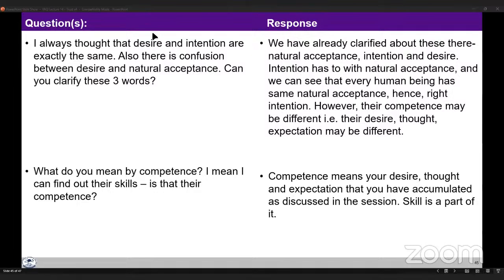Namaste. Desire may or may not be naturally acceptable, madam. That depends on the type of desire. If it is naturally acceptable, then we will consider it natural acceptance. Sometimes desire may not be naturally acceptable. Bhaiya, absolutely. Then we'll have to see all our desires, isn't it? So someone wants to steal something. This is this person's desire, that is not naturally acceptable.